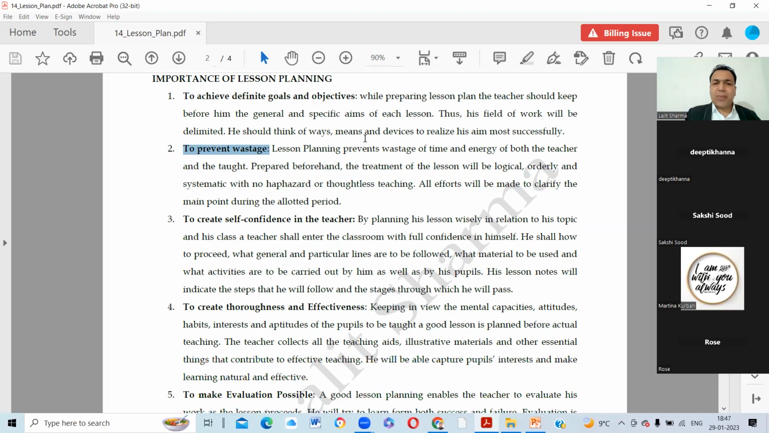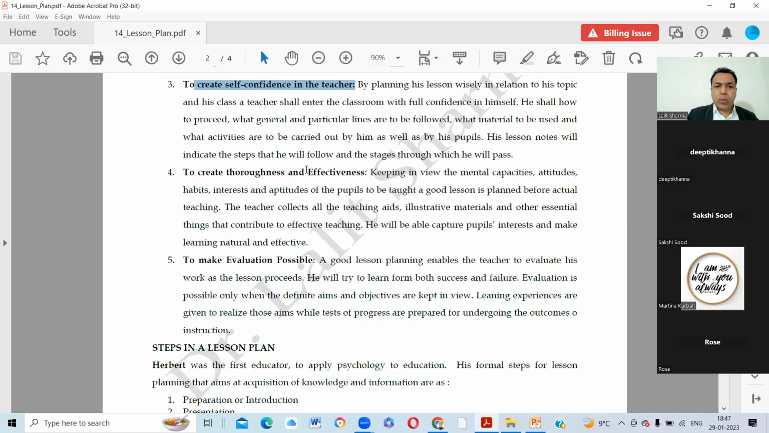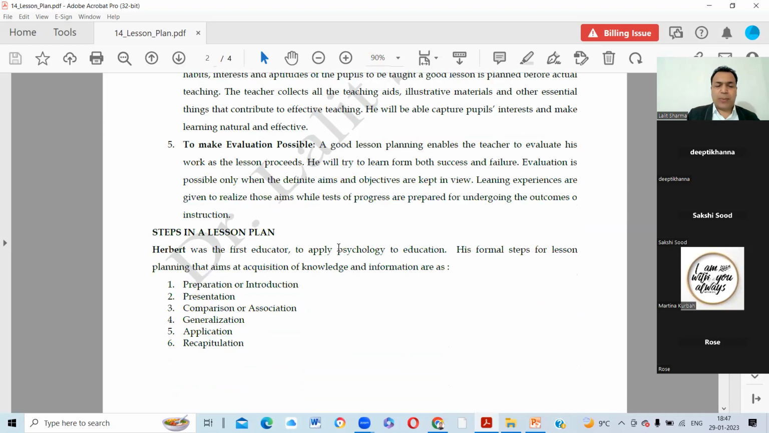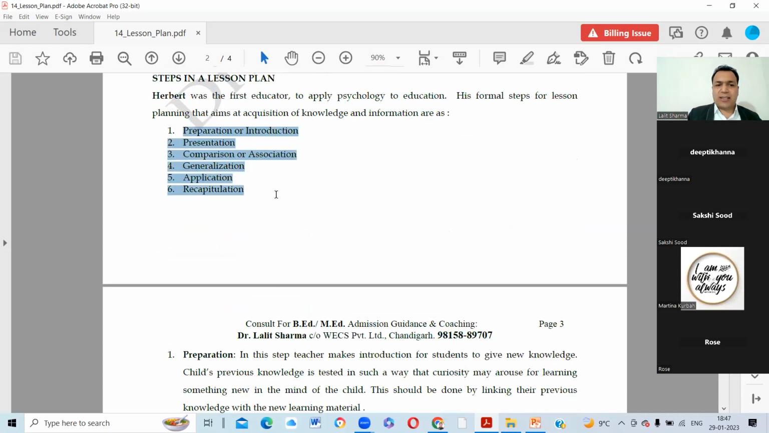Now next, what is the importance of a lesson plan? To create self-confidence in the teacher. Look, okay, if you have prepared your lesson beforehand, it will build your confidence, right? To create truthfulness and effectiveness, to make evaluation possible. Now we are talking about the steps of a lesson plan. So guys, Herbart was an educationist, he has given the 6 steps of the lesson plan: preparation, presentation, comparison, generalization, application, and recapitulation. We have already discussed all these steps in the PPT in detail.